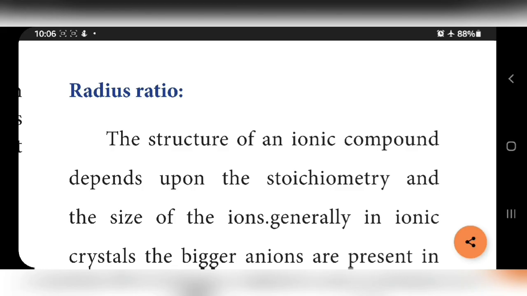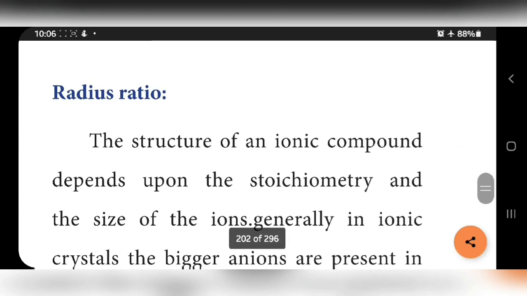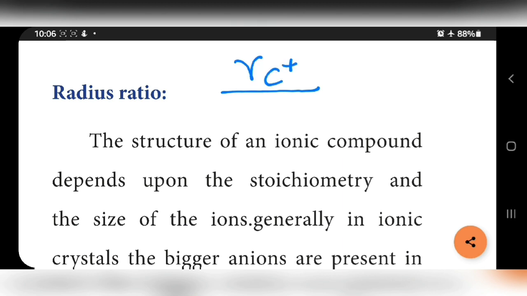Topic: radius ratio. It is the ratio of the radius of the cation and the radius of the anion, that's all. Radius ratio is the radius of the cation divided by the radius of the anion.